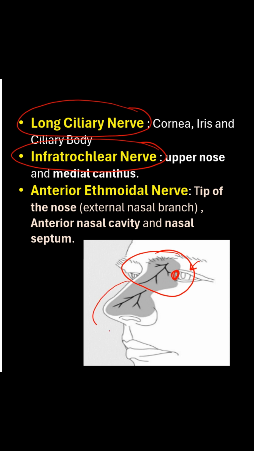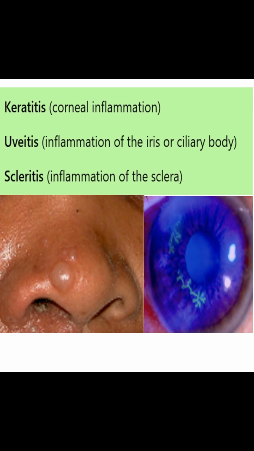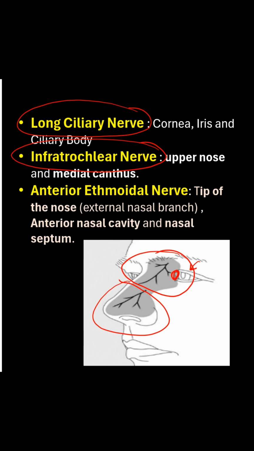Then we have the anterior ethmoidal nerve, which is going to supply the tip of the nose, the dorsum, and the sides of the nose and the nasal septum. Now, the important thing about the Hutchinson sign is that if you see involvement of the nose either at the tip of the nose or at the root of the nose, it means that the anterior ethmoidal and the infratrochlear nerves are basically affected by the herpes zoster virus.